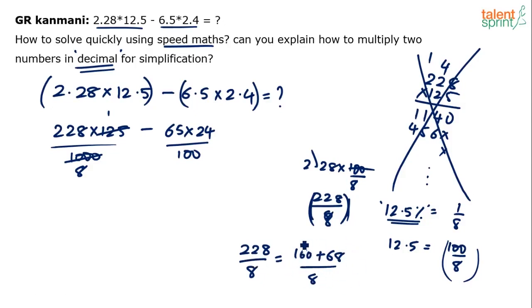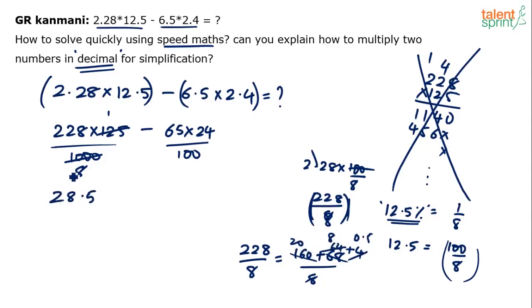This has to be done mentally, not on paper. This is a mental observation. 160 plus 68 by 8. Now 160 by 8 is 20. That's done. What is left out? 68 by 8. Again, 68 is not 68. 68 is 64 plus 4. Why 64 plus 4? Why not 60 plus 8? Because I want a number which is divisible by 8. 60 is not divisible by 8. 64 is divisible by 8. So 64 by 8 is 8. What is left out? 4 by 8. 4 by 8 is 0.5. Done. So 228 by 8 will be 20 plus 8 plus 0.5, 28.5.